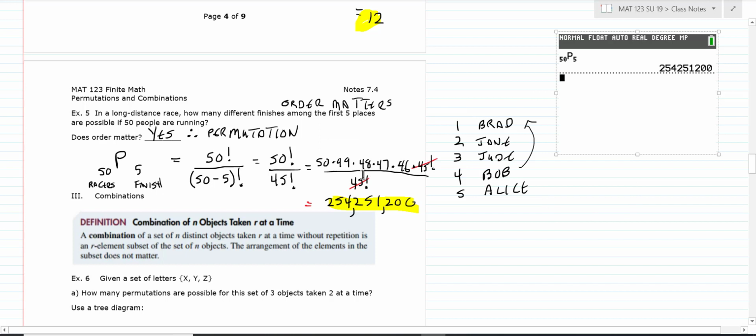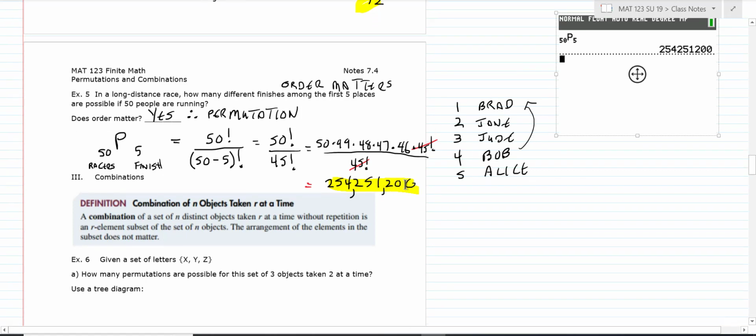A lot of times what I have you do, like on an exam, is I just have you set it up in the formula and then you just go ahead and put it in your calculator. So really, on an exam, I'd probably want you to write this down and that down, and you wouldn't have to go through all that.